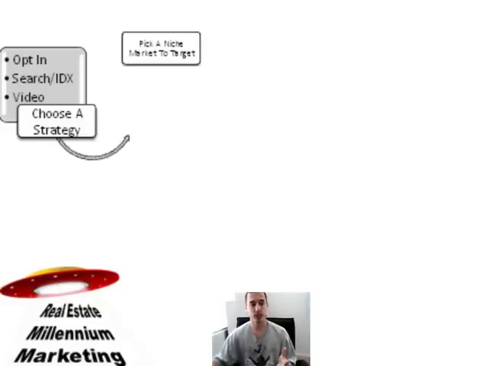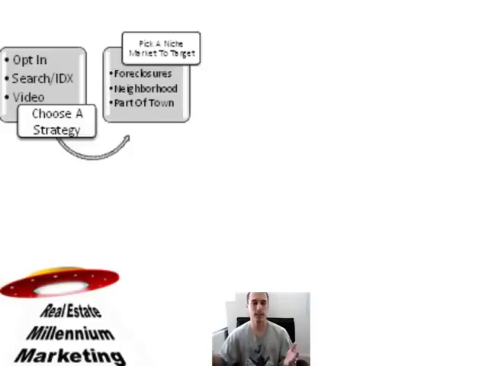Next you'll want to do in step 2 is pick a niche or a market to target. Some ideas on that again are foreclosures, neighborhoods, parts of towns, maybe specific types of properties that are hot in your local market. You'll want to choose, for step number 2 in this whole process, who you're going to be targeting, because it's very important. You have to remember, you can't be everything to everybody.